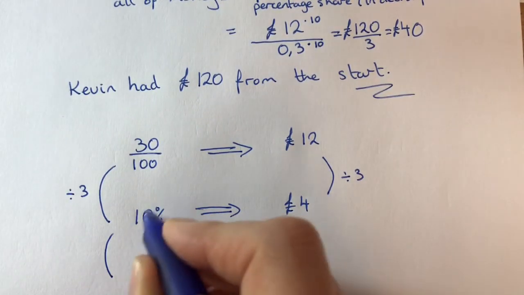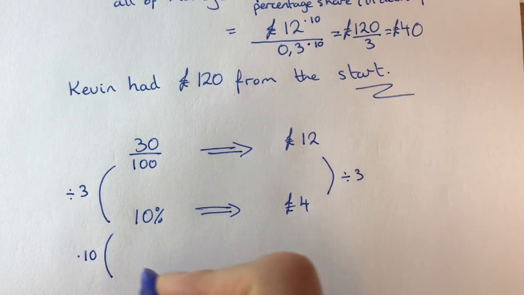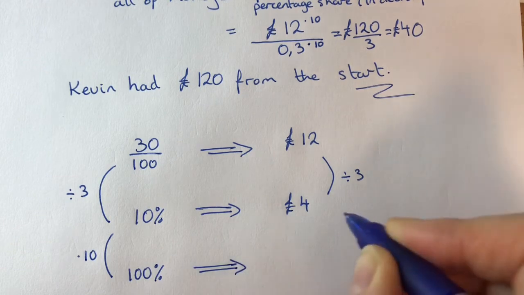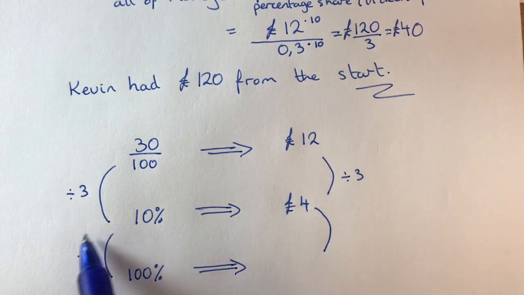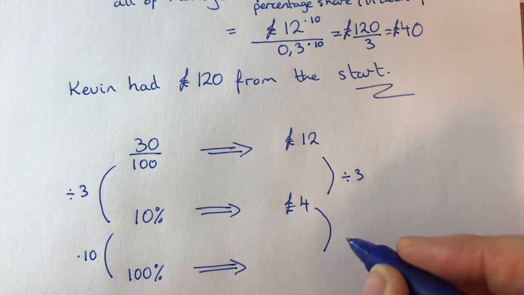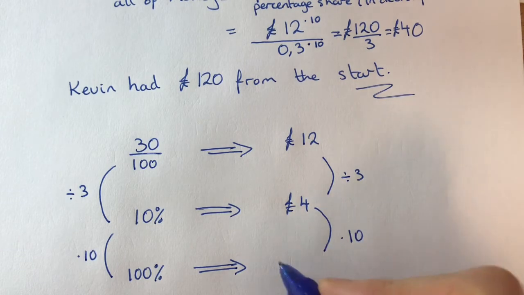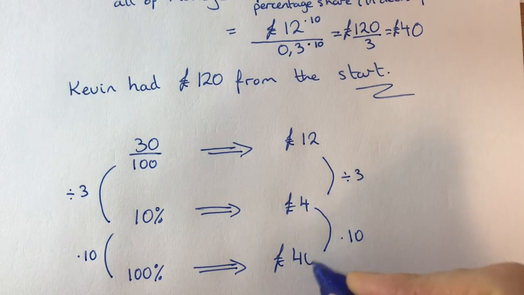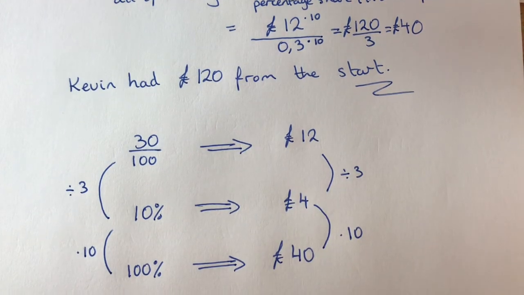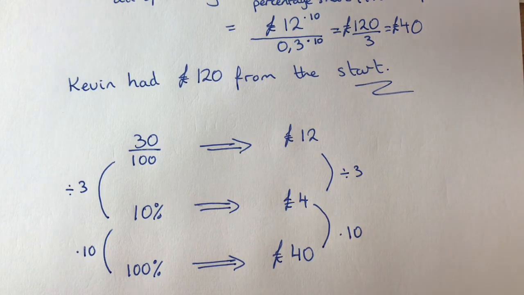To go from 10% to 100%, we multiply by 10. We then get that 100%, if we multiply the left-hand side by 10, we must do the same to the right-hand side. And we get £4 times 10 is £40. So this is also a way of calculating with percentages.